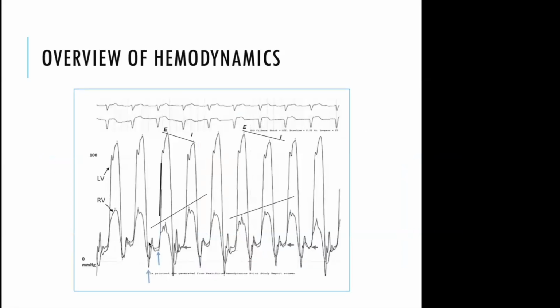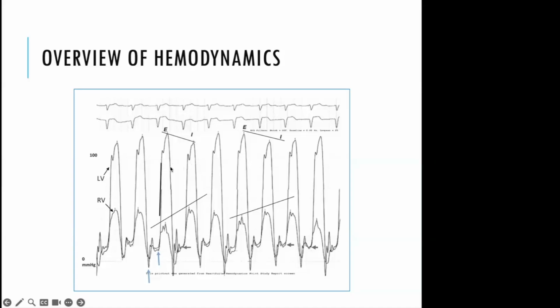Now, this is a right and left heart cath looking at right ventricular and left ventricular simultaneous pressure tracings. Looking at the area under the curve, we can appreciate ventricular interdependence. With inspiration, so inspiration going this way, we can see that the pressures within the right ventricle increase and the pressures within the left ventricle decrease.